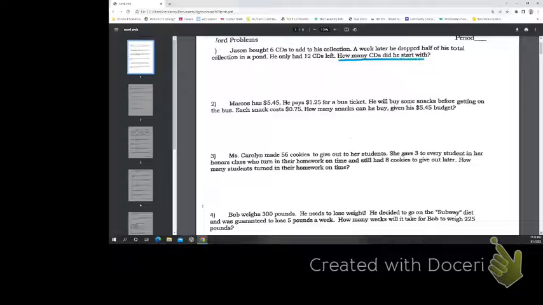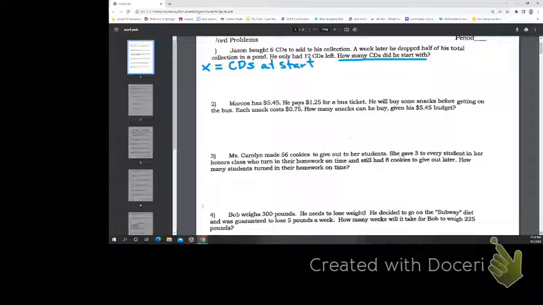So how many CDs did he start with? That's the question. That's what I'm looking for. And so I use that to identify what I want my variable to represent. So I'm going to say that X is his CDs at the start. So now that I have in my mind what X is going to represent, and you could use whatever variable you want. It doesn't have to be X, but that's just typically my go-to.